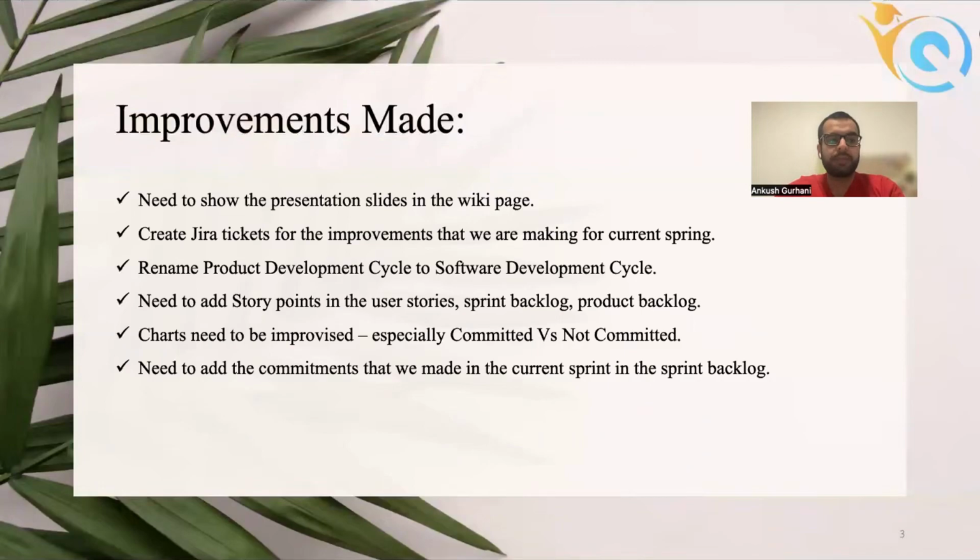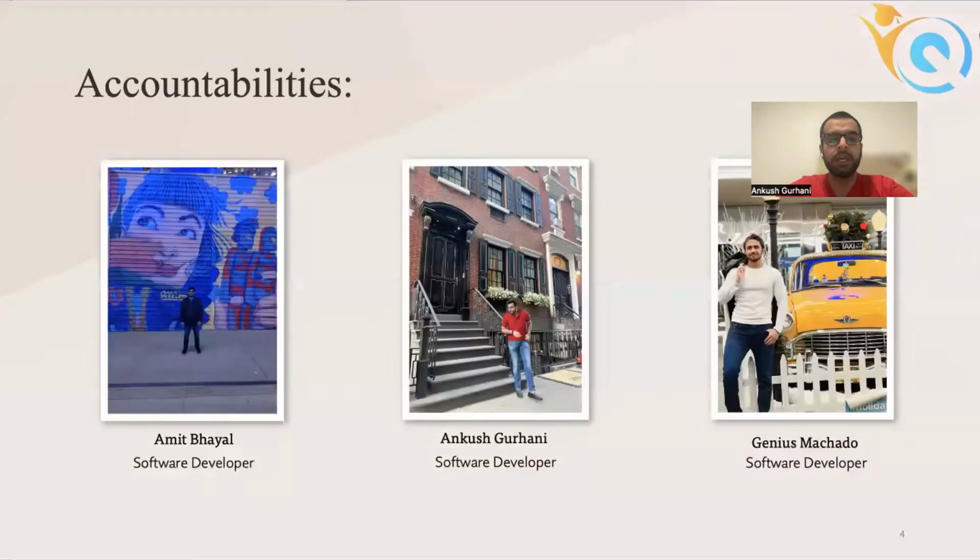From the last sprint, we have made certain improvements in the presentation, namely the wiki page was not user-friendly. We have done that. A few user stories were not present on the Jira, so we have created the appropriate Jira tickets for them as well. The product development cycle was mislabeled, so we have changed that. A few stories needed appropriate user story IDs to match the test case IDs. We have rectified that as well.